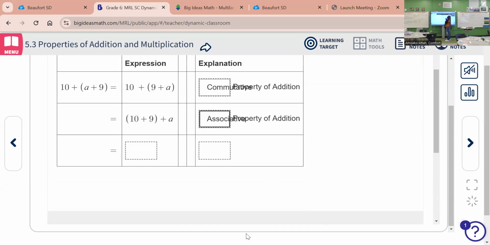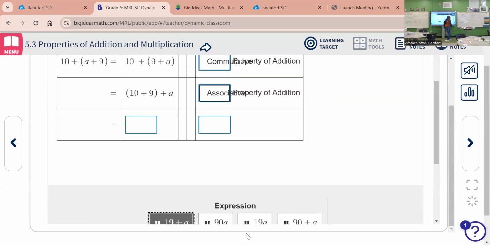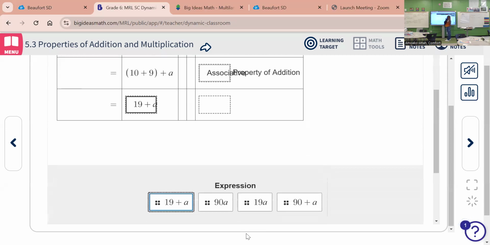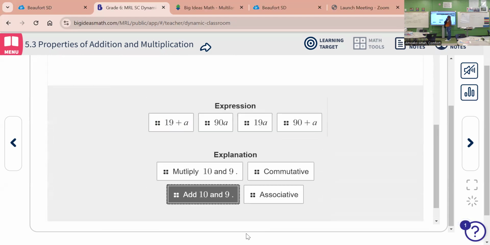Then we simplify 10 plus 9, 19, plus 8. Click on this, put the answer here. How do you explain? You just give a brief explanation of how you solved this. You added 10 to 9. So you added 10 and 9 to get your answer.